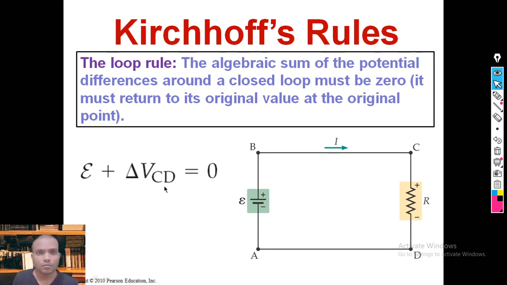Second one, this is known as the loop rule or voltage rule. This rule says that the algebraic sum of potential differences around a closed loop must be 0. Here each word is important: the algebraic sum of potential differences around a closed loop. So first we need to consider one closed loop.